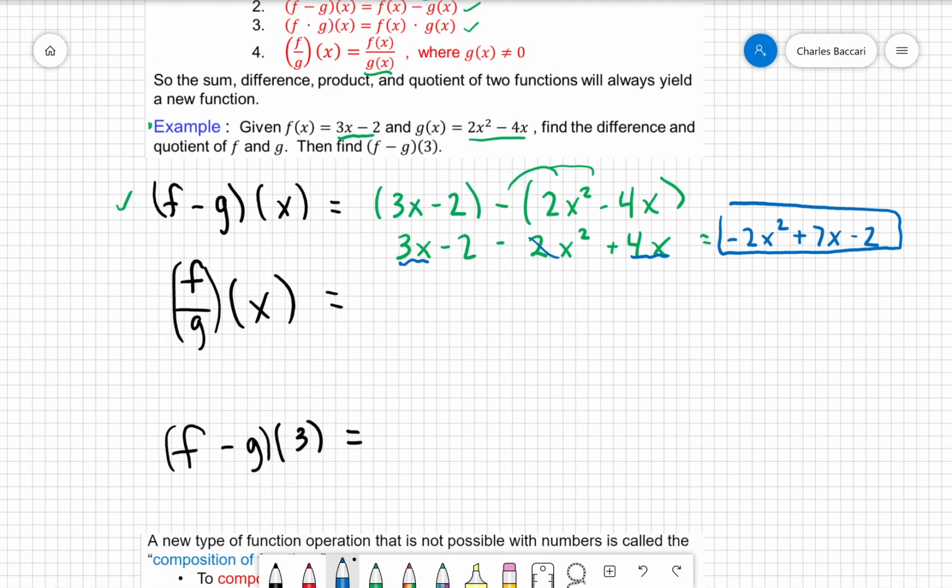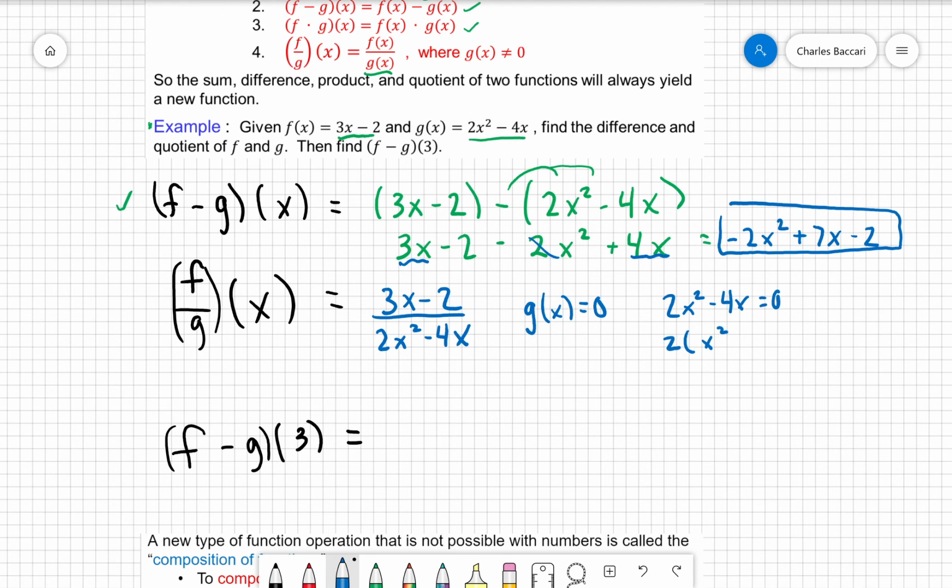Okay, if we go to the next example, we have f over g, or f divided by g of x. So if we do that, we have 3x minus 2 divided by 2x squared minus 4x. Well, if you remember up here, it said where g is not equal to 0. So if g of x is equal to 0, then simply when 2x squared minus 4x is equal to 0.